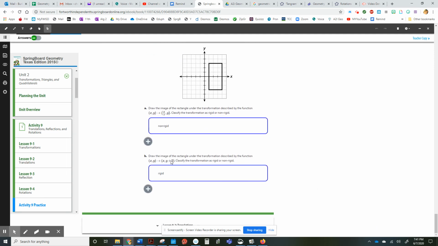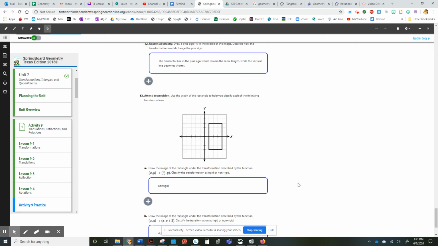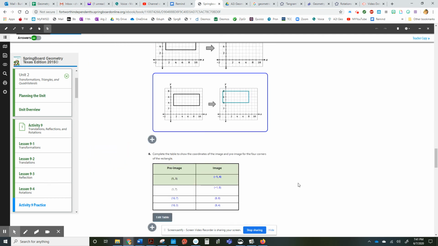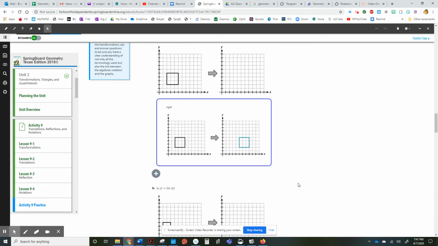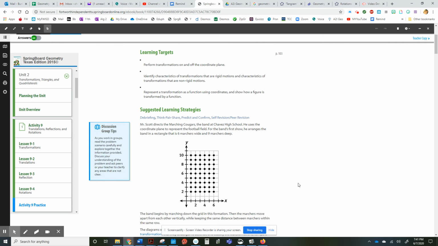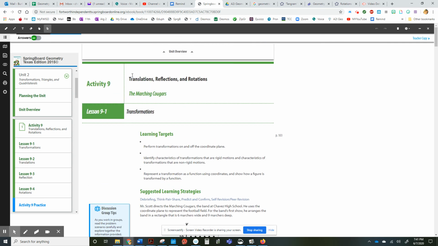All we did was add 2, so we shifted it up 2. That's rigid. Okay, if you have any questions over any of that, please, please, please ask. That was just translations. Sorry, translations are one part of transformations. We're going to do reflections next and then finish up with rotations.